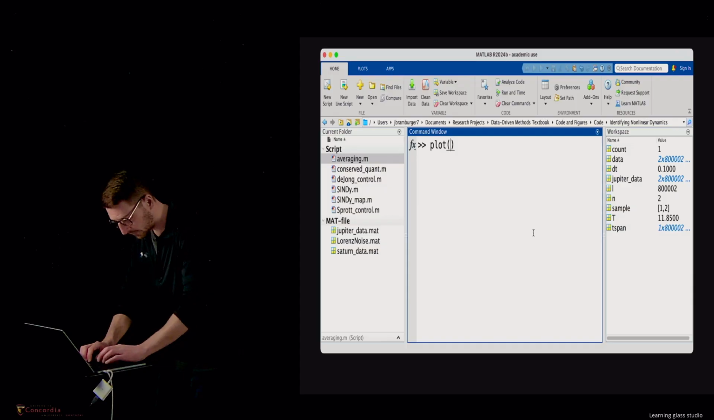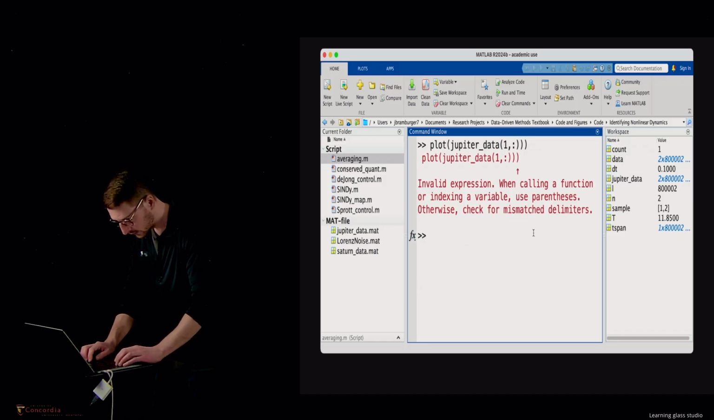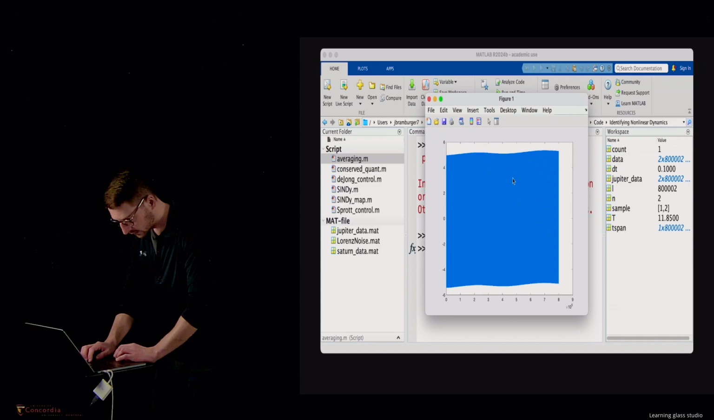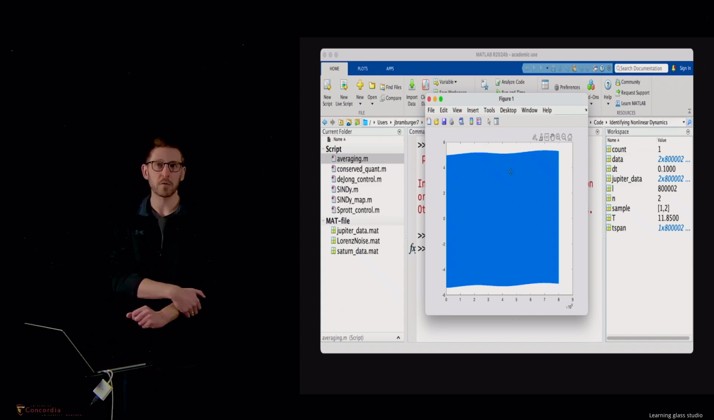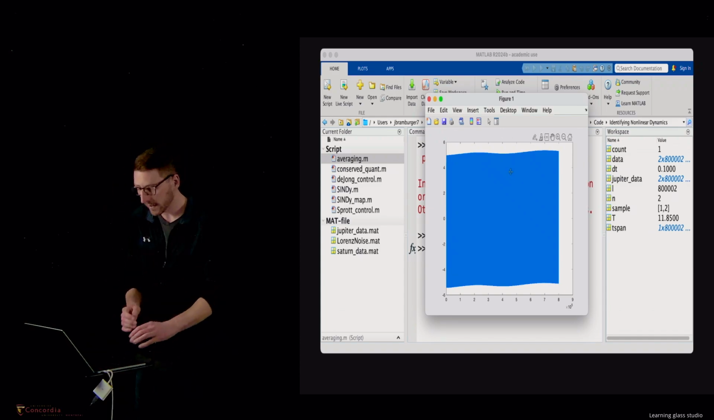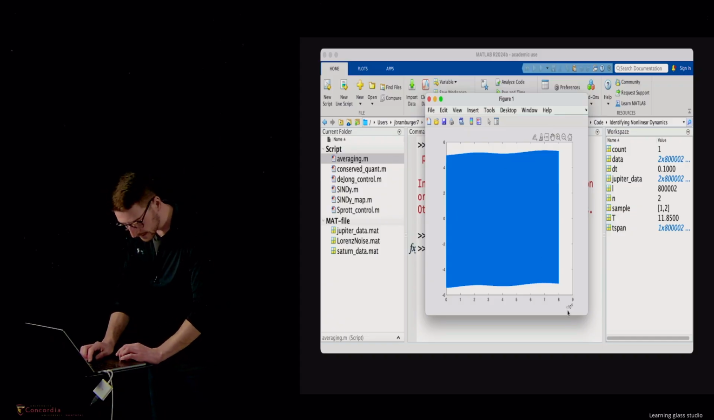So I'm plotting Jupiter data. I'm plotting this in the orbital plane, so in the XY plane. So here, okay, this is very, very weird looking data. It looks like a flag waving, but you can see that this is on a time scale of 10 to the 5. Let's take a look at what's happening here.